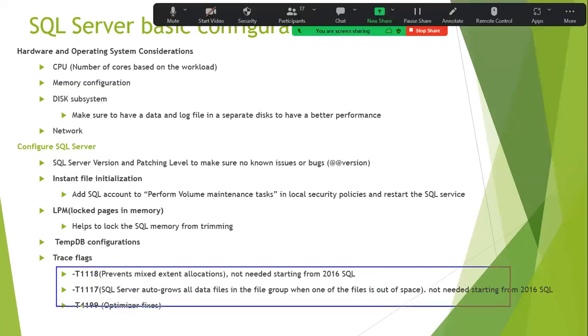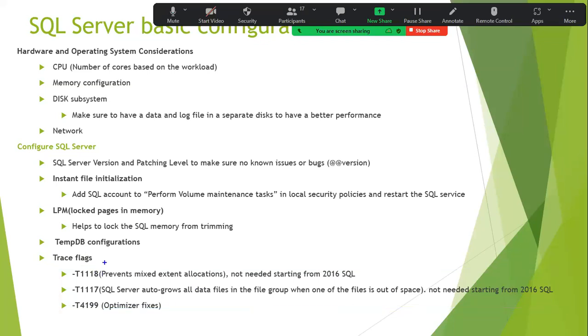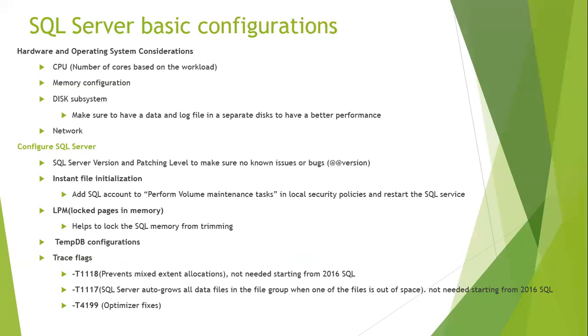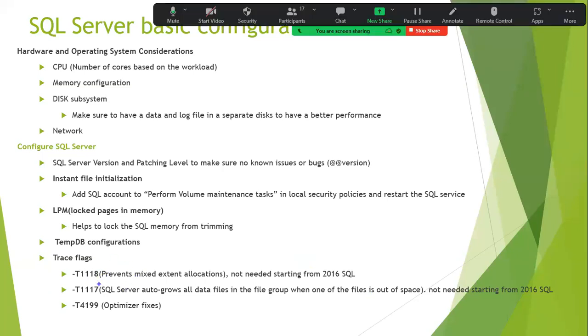Trace flags to improve the performance, right? Trace flags also will be helpful to improve the performance. And remember, I think these trace flags are for older versions; starting from 2016 this might not be helpful, as these are the default tracing enabled in SQL Server, right? So I'll just touch base at a high level.